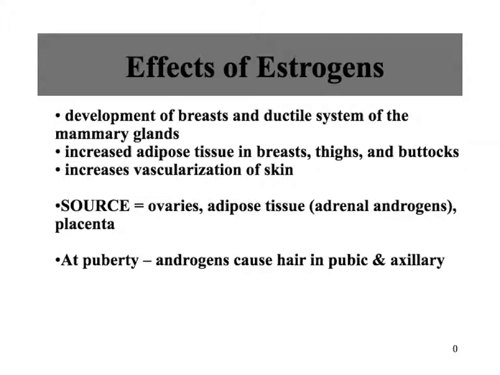During lactation, there is increased adipose tissue in the breasts and increased vascularization of the skin. We mentioned on the previous slide the source of estrogen is primarily the ovaries early in the reproductive process, and also adipose tissue, but it will eventually be taken over by the placenta as later development occurs. We also note that at puberty, androgens cause hair and other changes in female secondary sex characteristics.